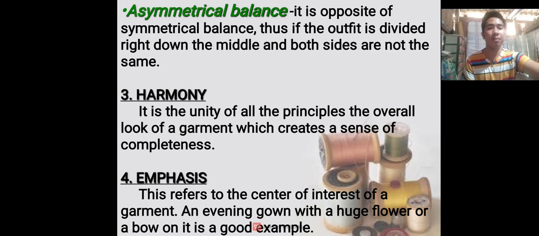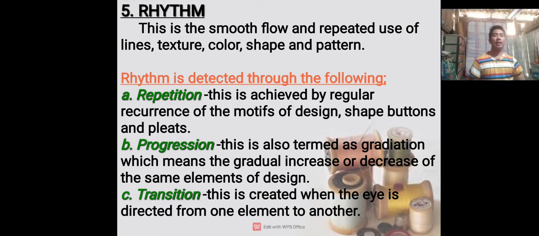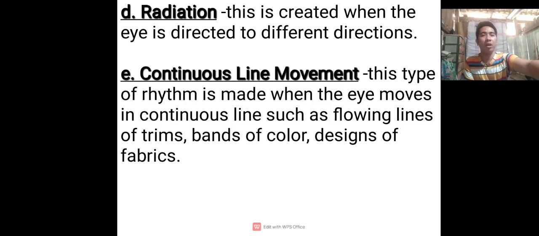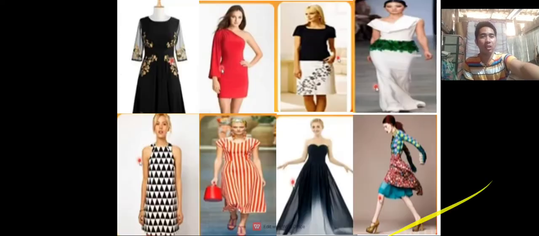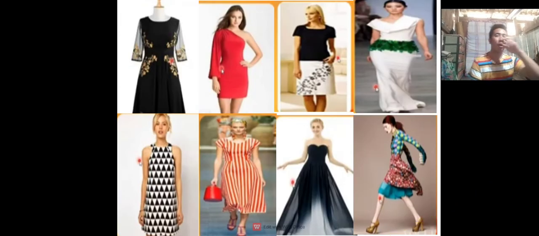The next principle is rhythm. This is the smooth flow and repeated use of lines, texture, color, shape, and pattern. So, rhythm is detected through the following. A repetition. This is achieved by regular recurrence of the motifs of design, shape, buttons, and pleats. So, when the root word repeat, so this is an example of repetition.